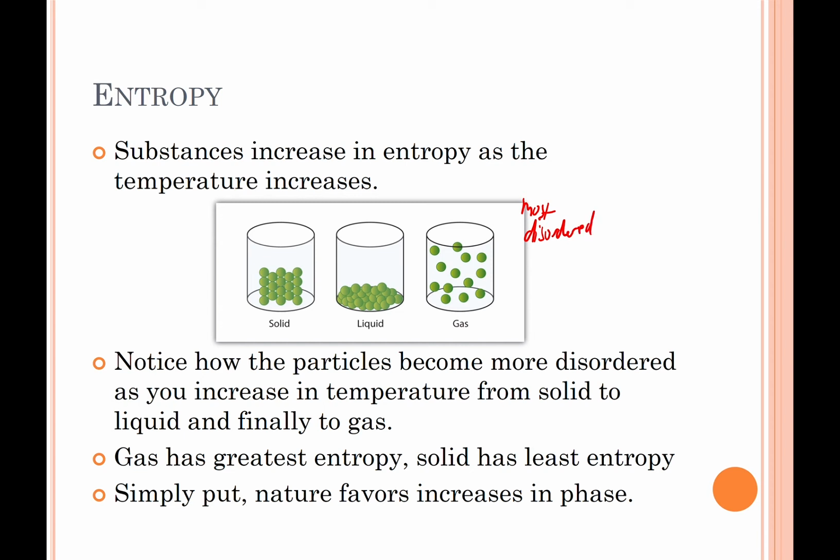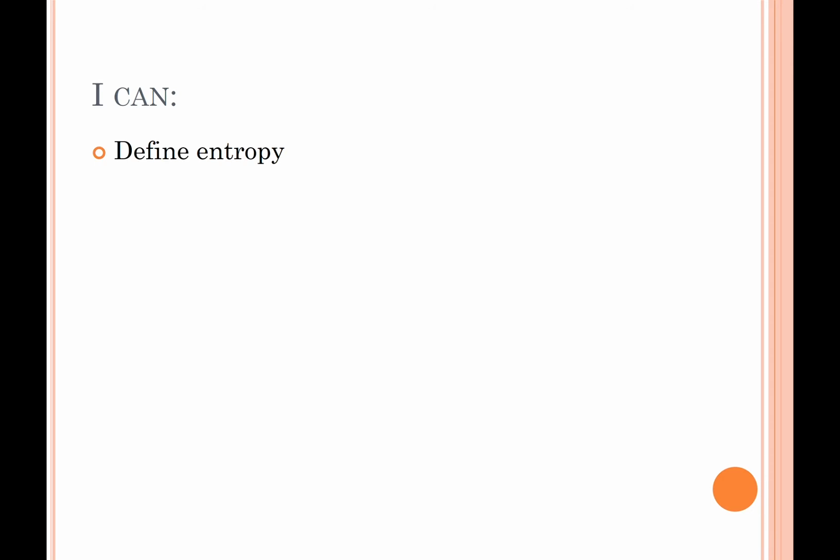And solid has the least entropy. So that's the least disordered. This could also be considered the most ordered and the least ordered. But to put it simply, nature is going to favor an increase in phase. So nature favors the formation of gas versus the formation of solid because it's not going to be favorable to try and keep all the particles of a solid together in a solid. At this point, you should be able to define entropy, which is the disorder or randomness of a system.